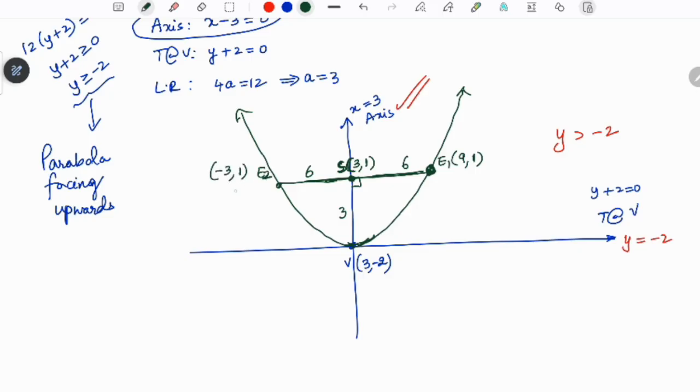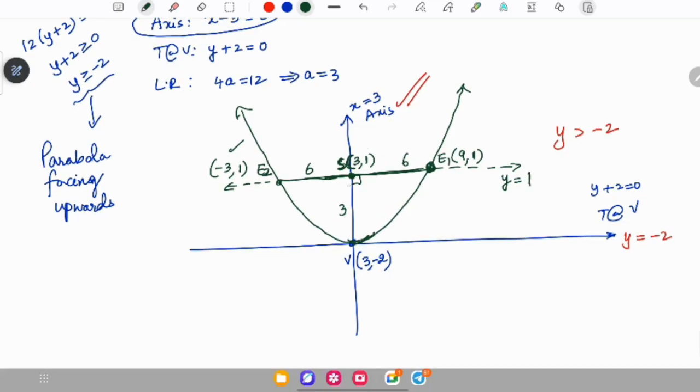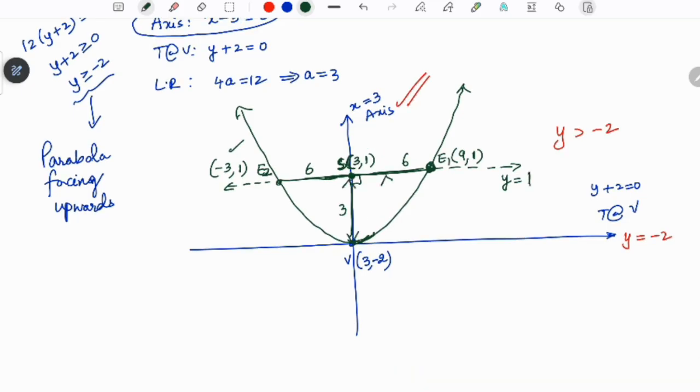Okay. What is the equation of the latus rectum? y equal to 1. What are you observing? The y coordinate is the same, 1. The equation is y is equal to 1. Okay. Or you can say this distance is 3 units. This is y is equal to -2. So here it should be y is equal to 1. Okay. Next. What else? What about this one?